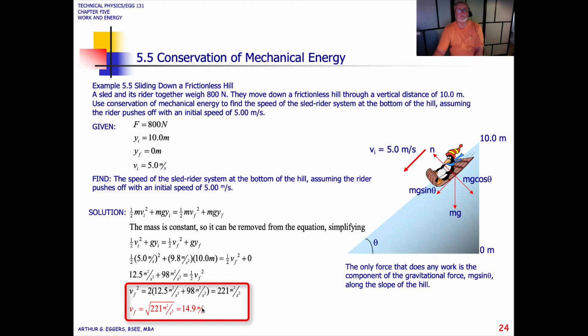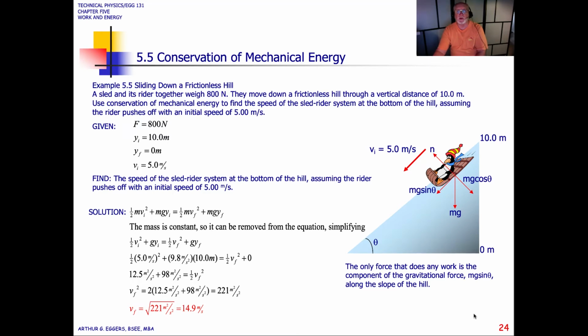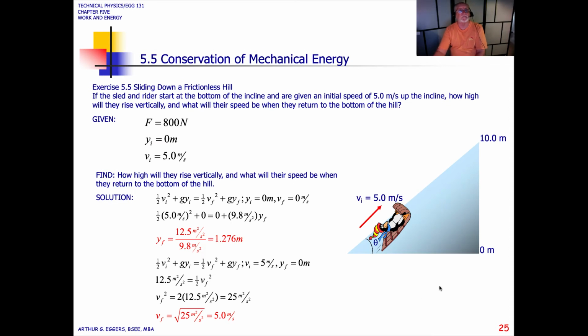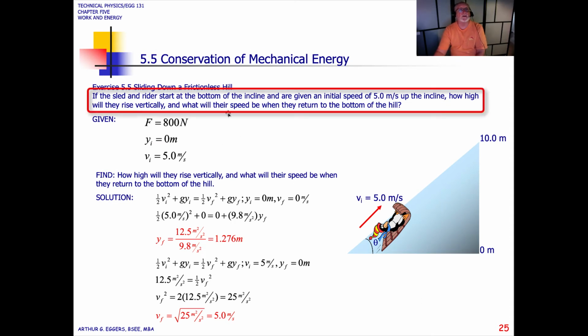Pretty close to the value that we got on the last one. Remember, we got 14.1 and 14.0. So you see how we can move through these relationships and do a little bit of substitutions and cancellations to simplify the math. So now what they want us to do, if the sled and rider start at the bottom of the incline and are given an initial uphill push of 5 meters per second, how high will they rise vertically, and what will be their speed when they return to the bottom of the hill?